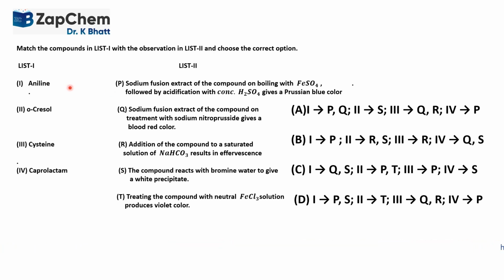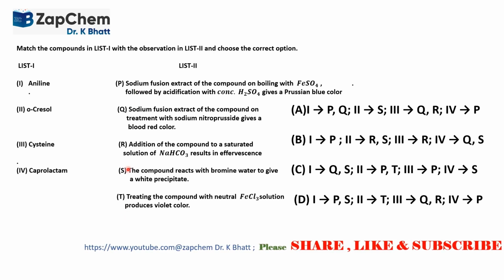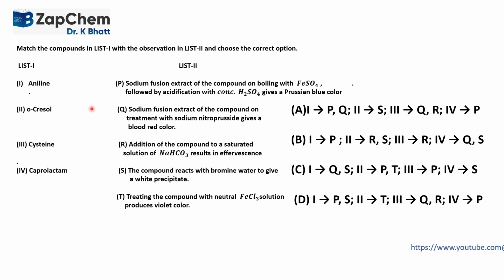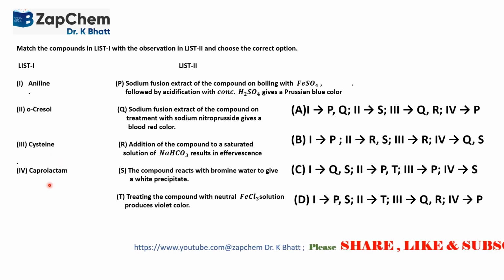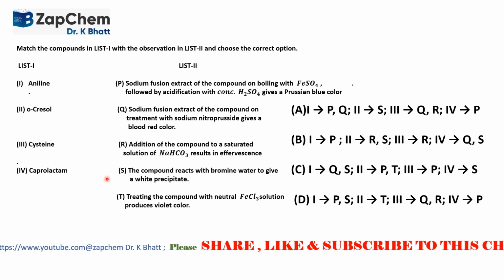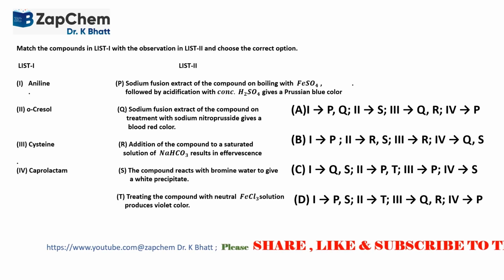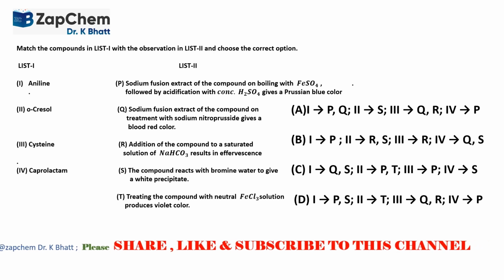Not only this, we can match other properties of aniline out of these 4. And therefore we have to look at the properties of aniline and the properties of orthocresol, cysteine, and caprolactam accordingly. And then finally only we can find out which is the correct option. Now let us go through the structures of aniline, orthocresol, cysteine, and caprolactam, one after the other.